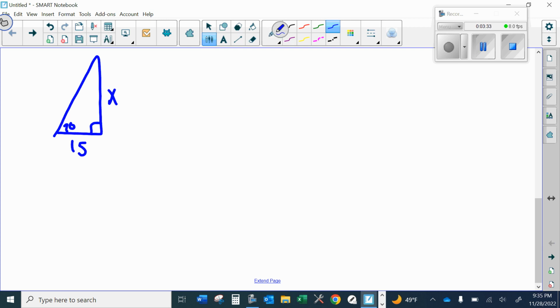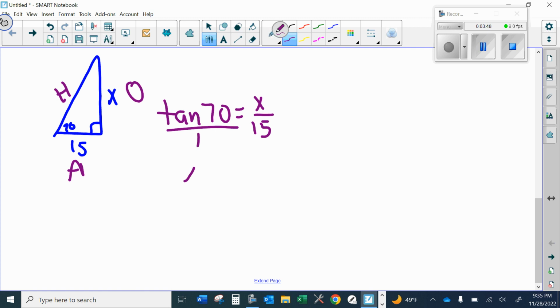Well, again, I recognize what is what. That's the opposite, that's the adjacent, and there's my hypotenuse. So again, I have opposite over adjacent, which is tangent. So tangent of 70 equals opposite x over 15. Cross multiply, I get x equals 15 tan 70. And putting in a calculator to the nearest tenth, that's 41.2.